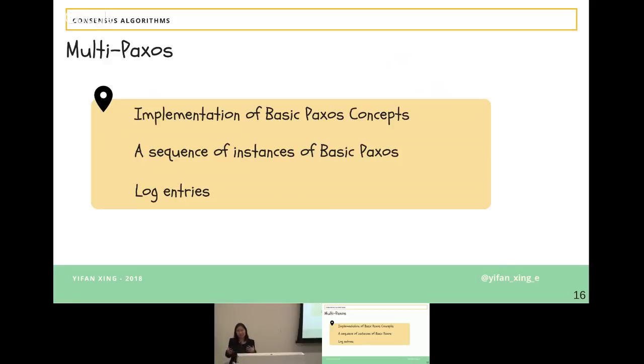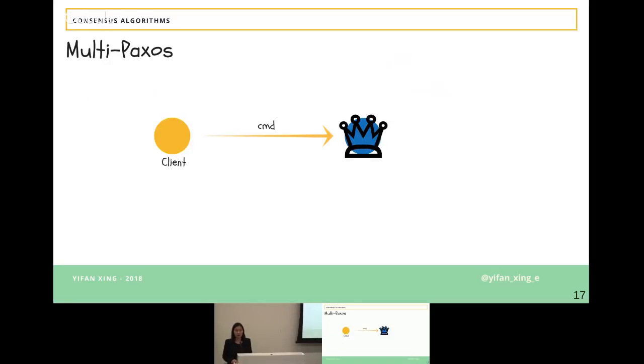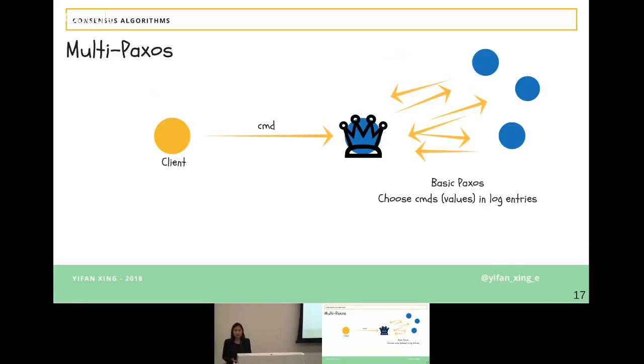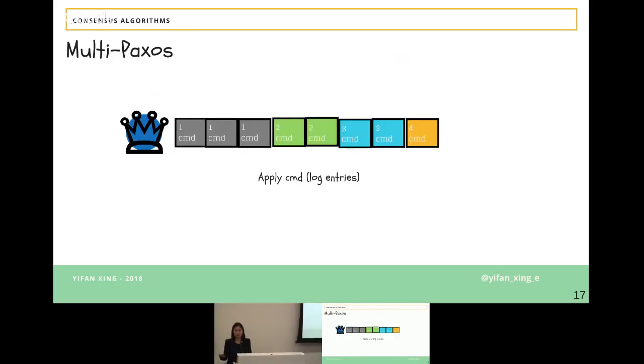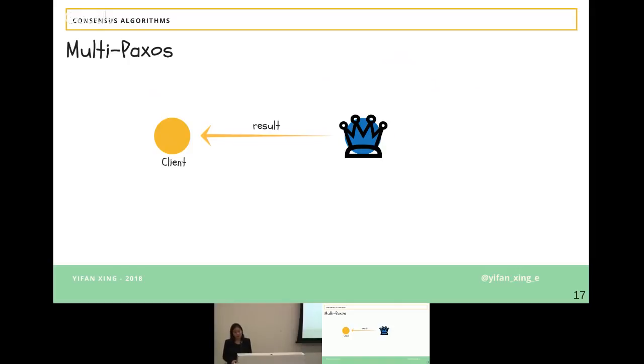Multi-Paxos is basically, you can think of it as an implementation of basic Paxos. It's a sequence of instances of basic Paxos working together around log entries. And this is how it works. You have a client who's going to send a command to the leader, asking the leader to do something. And the leader will use basic Paxos, which are the steps that we just talked about, to choose command values for each log entry. Once they agree on which command to choose for the current log entry, they're going to make sure that all the previous commands are applied in the log before applying the current command. And then the leader will return the result to the client.